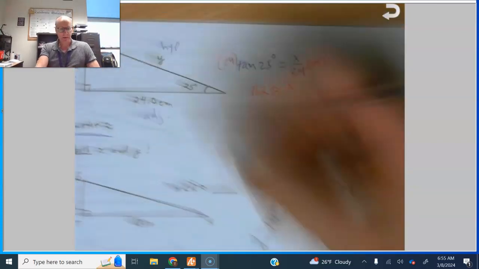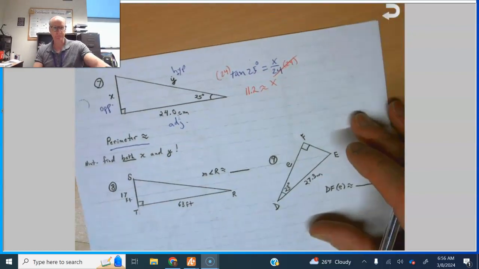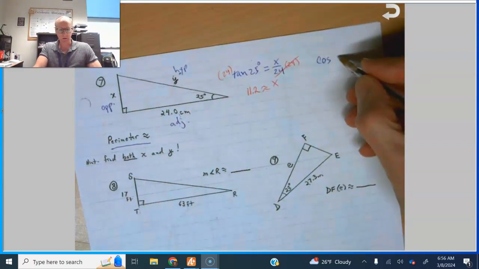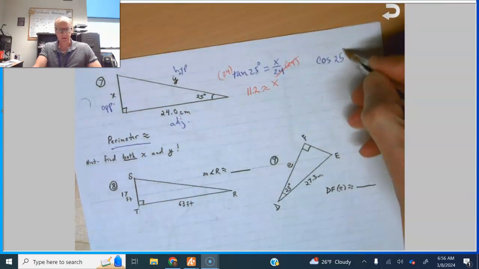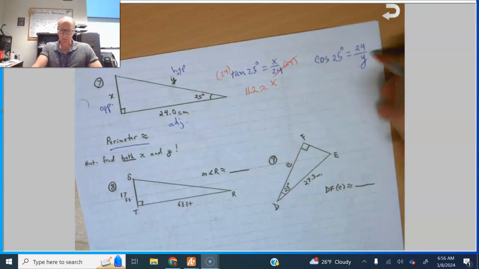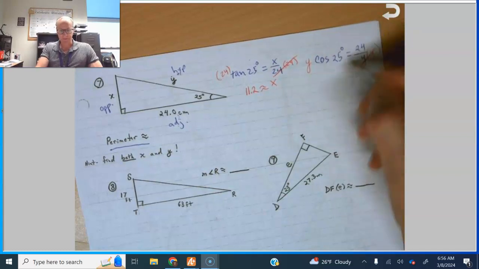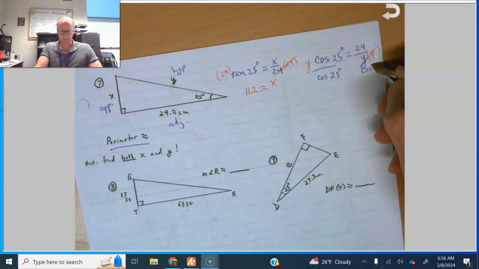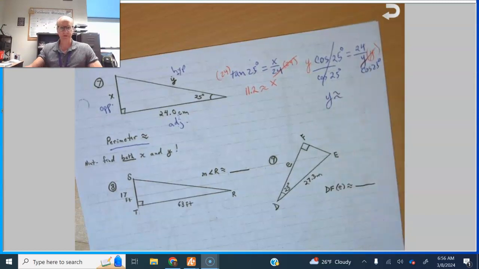Let's see, we've got these two, which is going to be the cosine. Let me zoom out just a little bit so you can see it a little better. And this time I'm going to use cosine because this is adjacent over hypotenuse. Oh, this time we've got a problem. This time the 24 is on top. This is the 25. And this time it's 24 over y, isn't it? I've got to multiply by the y on both sides and get rid of it. And then I'm going to divide by the cosine of 25. That's just a decimal on both sides. Sorry, I didn't color code it. And I get y is approximately 24 over cosine of 25.